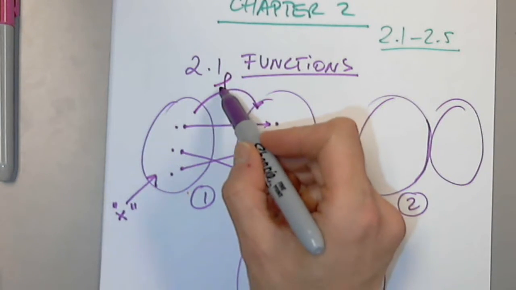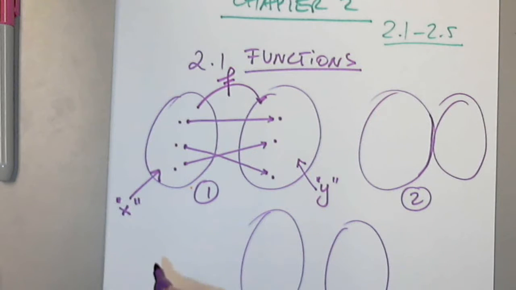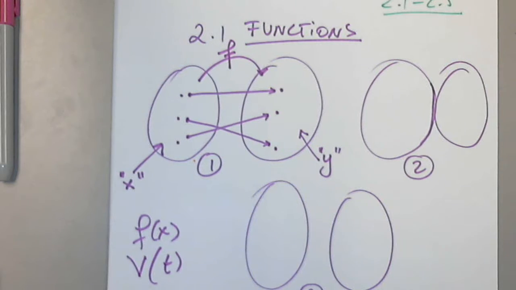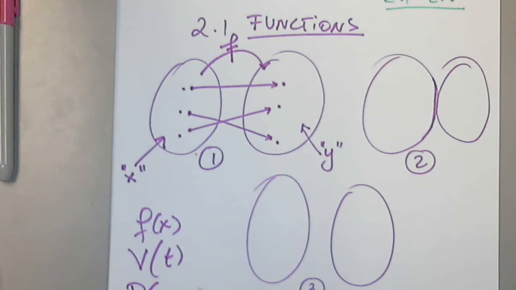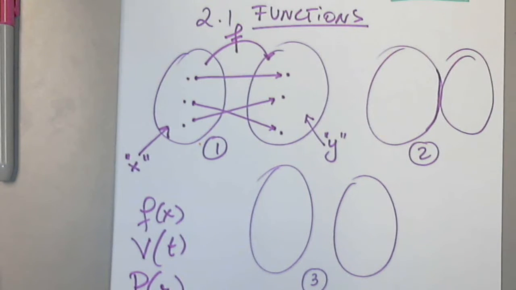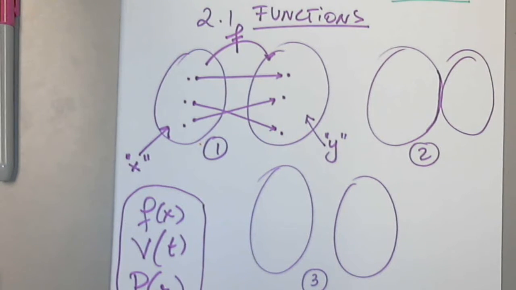The relationship is normally denoted by f, or in other words, f of x, where x is the independent variable. You can call it v of t, like volume as a function of time. You can call it p of r, like pressure, a function of some independent variable. All these are function notation.